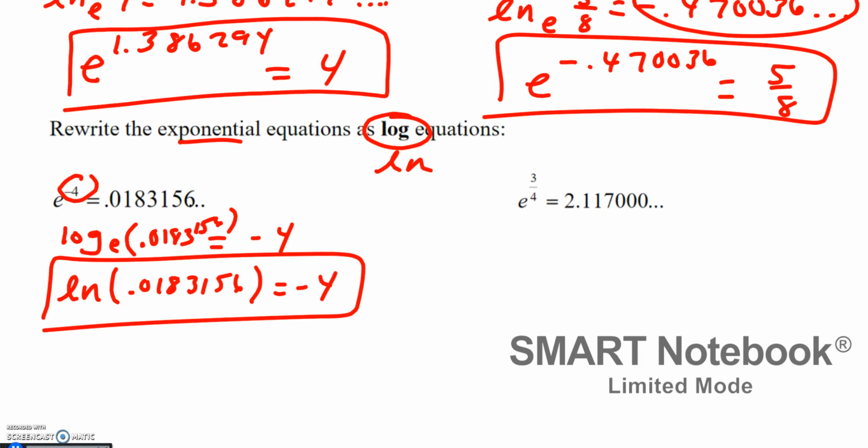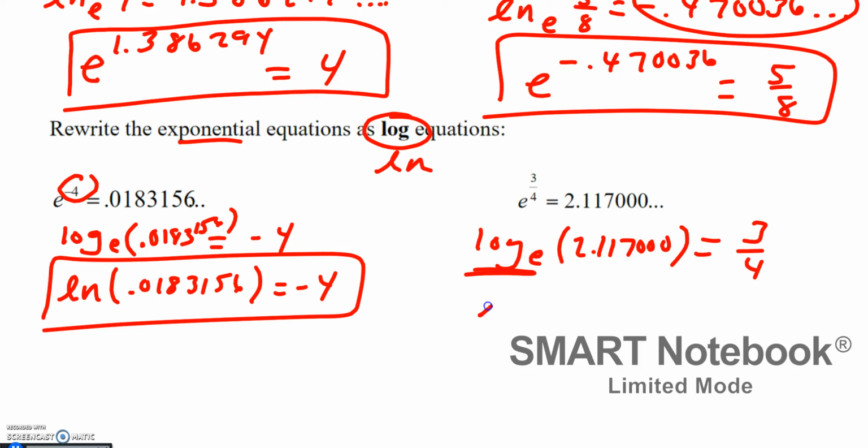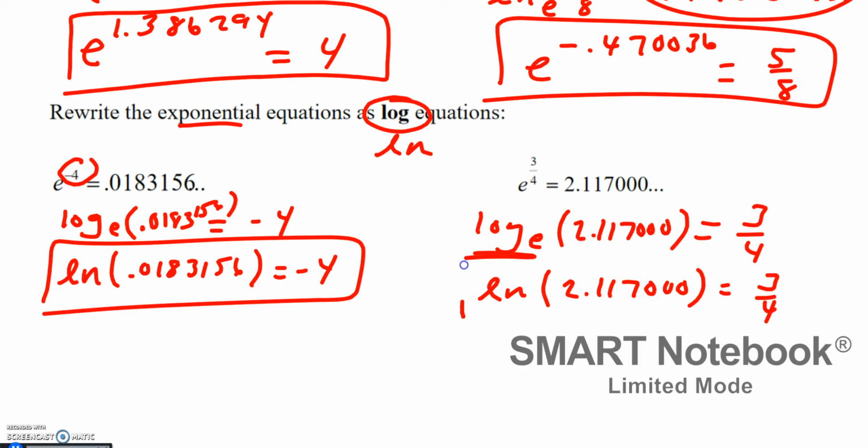The second example, you could think of it again as log base e, because there's my base. I know that the exponent is 3/4, so that means that the 2.117000 should be next to the log. Again, I can rewrite log base e as ln. So ln of 2.117000 equals the exponent of 3/4. And that would be your final answer.